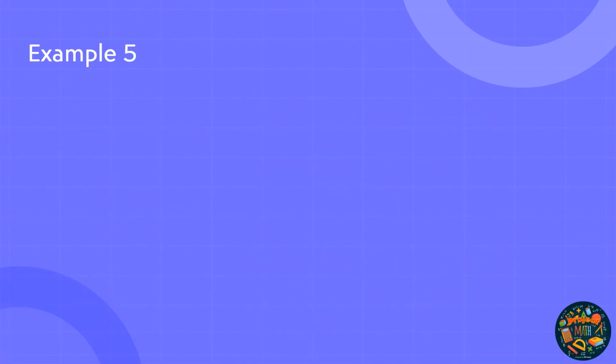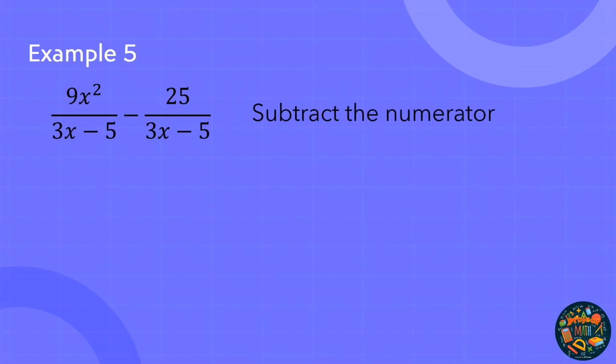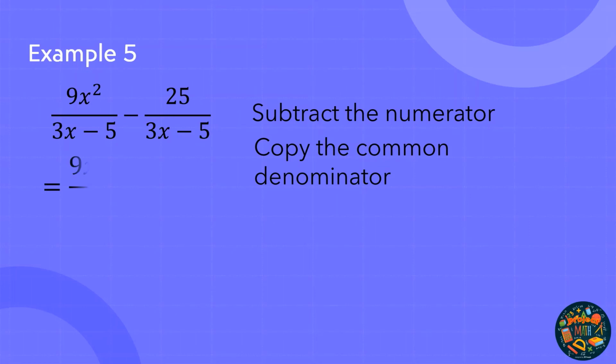Example number 5. 9x squared over 3x minus 5 minus 25 over 3x minus 5. Okay, subtract the numerators, then copy the common denominator. Okay, so when we subtract the numerators, we have 9x squared minus 25. Then the common denominator is 3x minus 5.